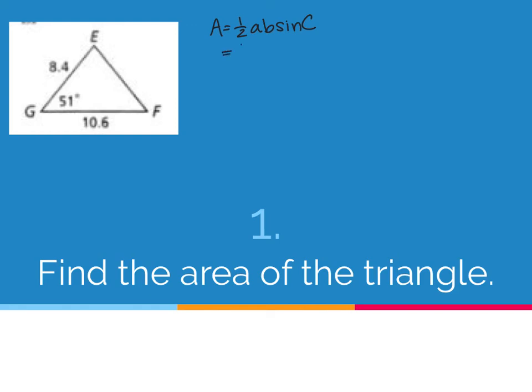So all I'm going to do here is substitute my two sides. 8.4 times 10.6. Then I'm going to multiply it by the sine of the angle in between. 51 is the angle in between our side lengths. So that is the correct angle to use. And then we're going to just multiply in our calculator to get the area. When we do that, we get the area to equal 34.6, if we round to the nearest tenth, units squared.